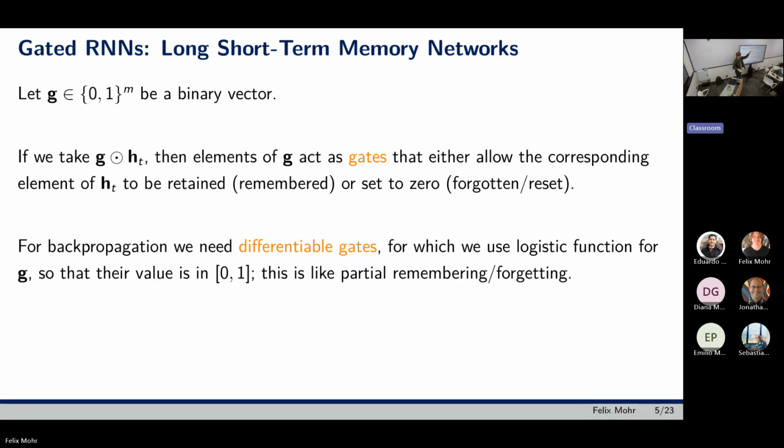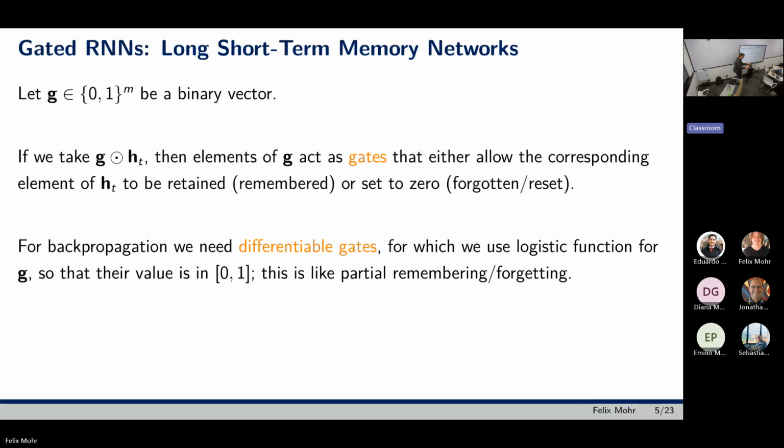Either it's 0 or it's 1, but it cannot be anything in between. So the activation we have here cannot be anything differentiable. Or maybe it's differentiable, but the gradient is 0 everywhere. So it's not very useful. What we need is a kind of continuous gate where the values are not 0 or 1, but between 0 and 1. So that would be a kind of partial remembering.